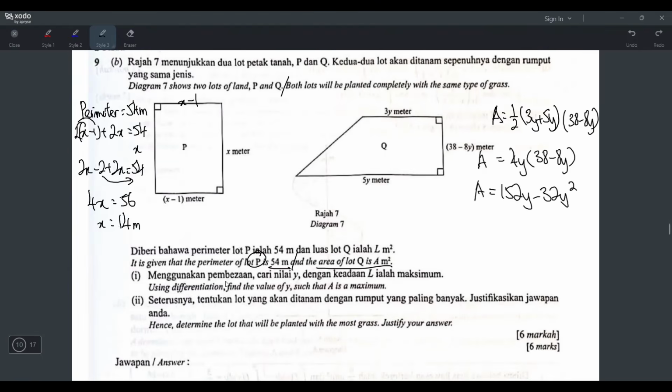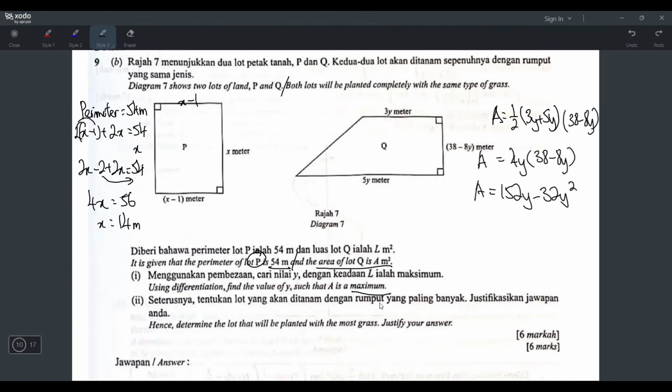Okay, now let's see what they want for question 1. Using differentiation, find the value of y such that A is maximum. Alright, the keyword here is maximum. Okay, when you see this word maximum, minimum, or turning point, and if it's a differentiation question, what you will do? dy/dx equals 0.